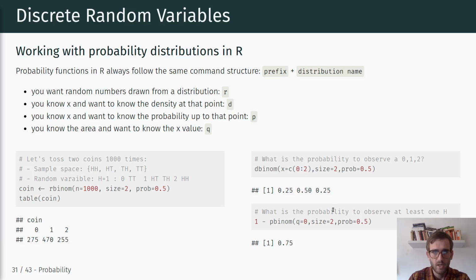Or we could ask what is the probability to observe at least one head, and the way I'm computing this here is to just compute 1 minus the probability of observing 0 heads, which is equivalent to the probability of observing at least one head. So that's 1 minus, and then again pbinom for the cumulative distribution function, where q is equal to 0, size is equal to 2, probability is equal to 0.5, and that probability is 0.75. And of course that's just the sum of these two individual probabilities from the probability mass function.